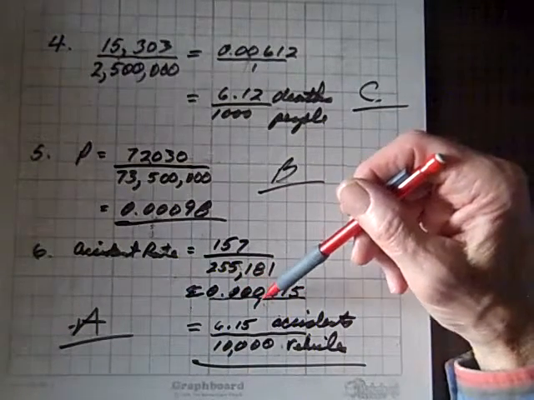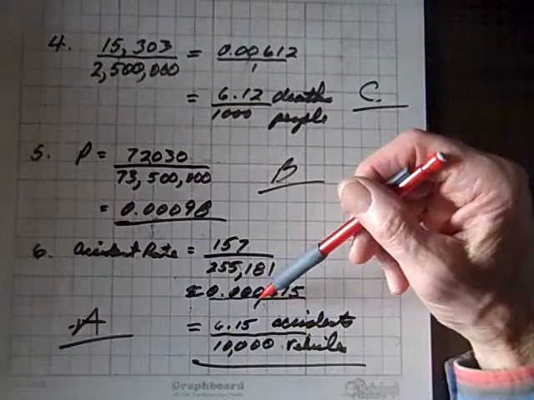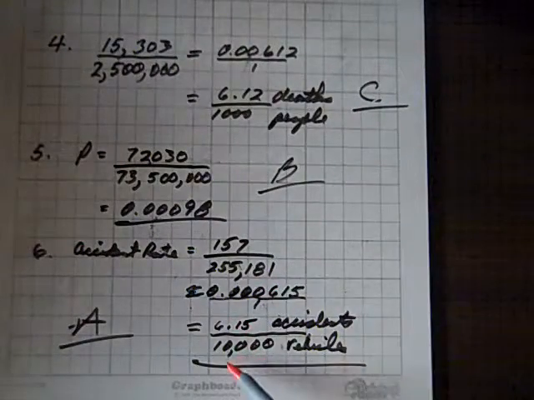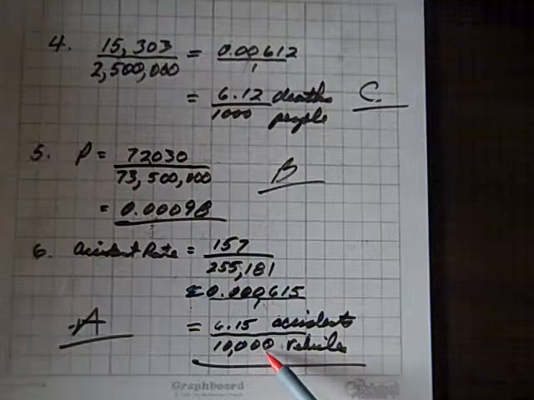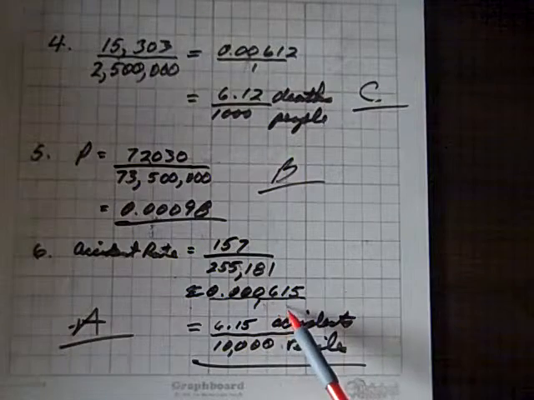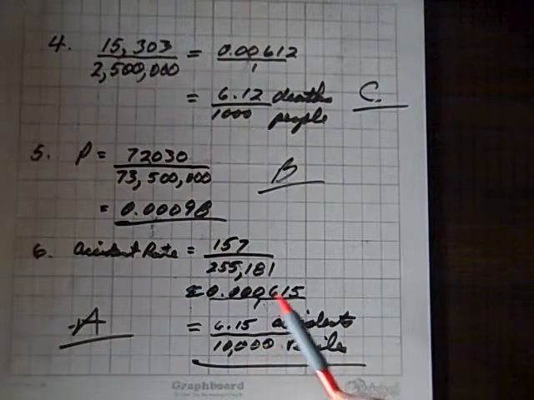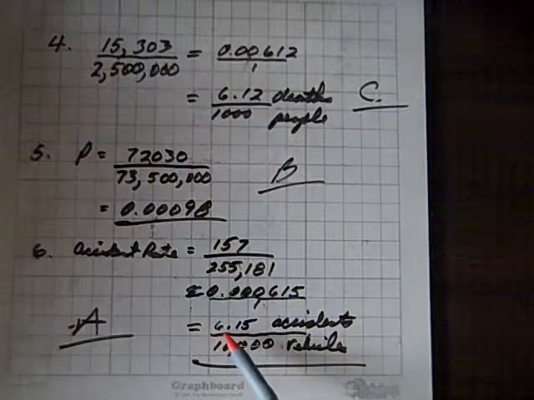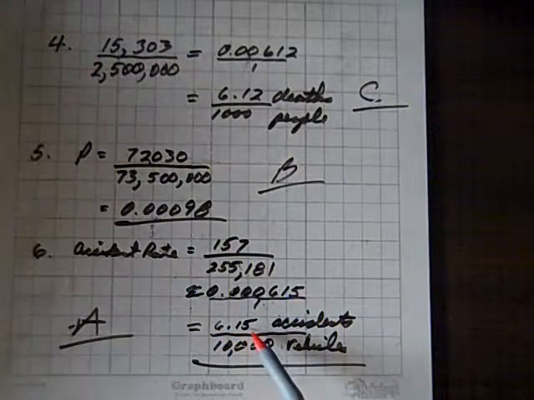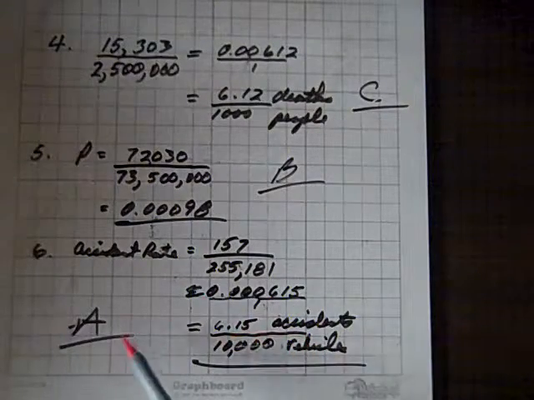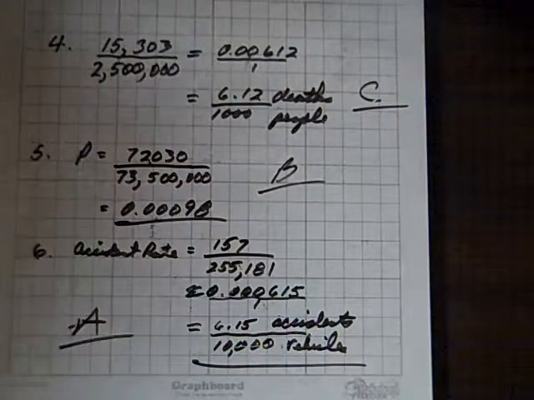0.000615. And I've put it over 1 because we have to move this decimal over in order to get 10,000 in the denominator. So if I move this decimal over 4 places, add 4 zeros, then I have to move this decimal over 4 places, and we'll get 6.15 accidents per 10,000 vehicles, and that's selection A, and we're done.